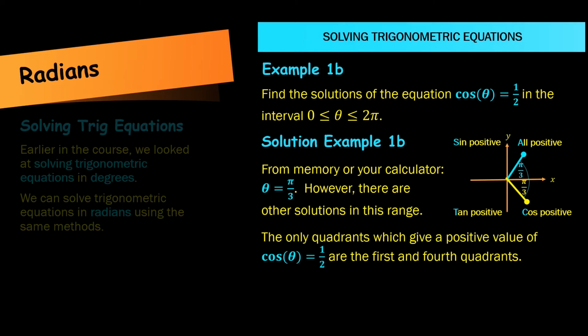So cos theta equals a half is positive in the first and fourth quadrants. Therefore, theta equals pi by 3 and 5 pi by 3 as shown in the diagram.